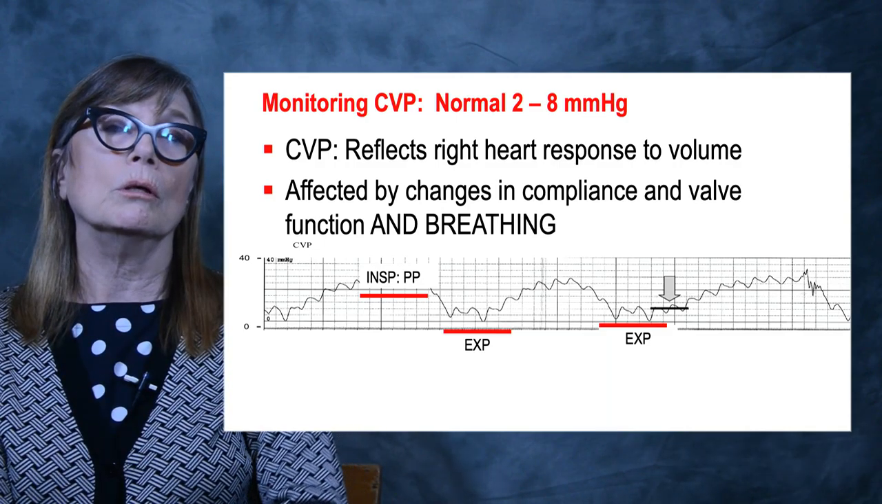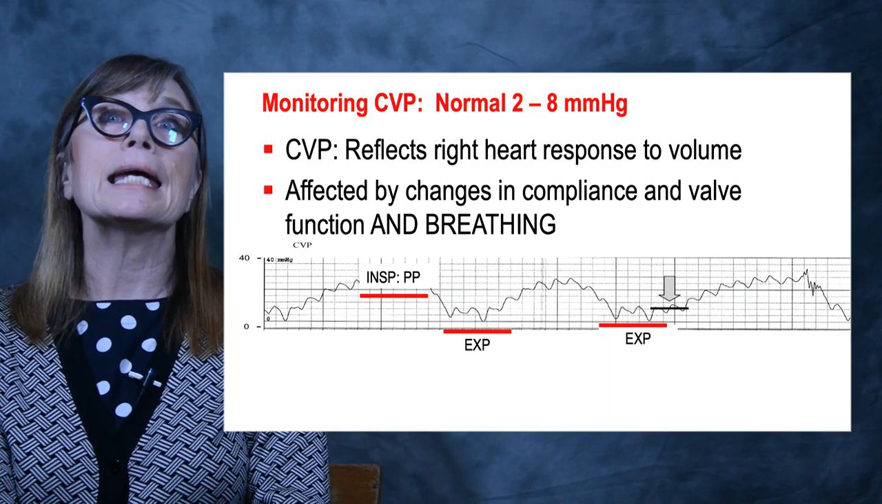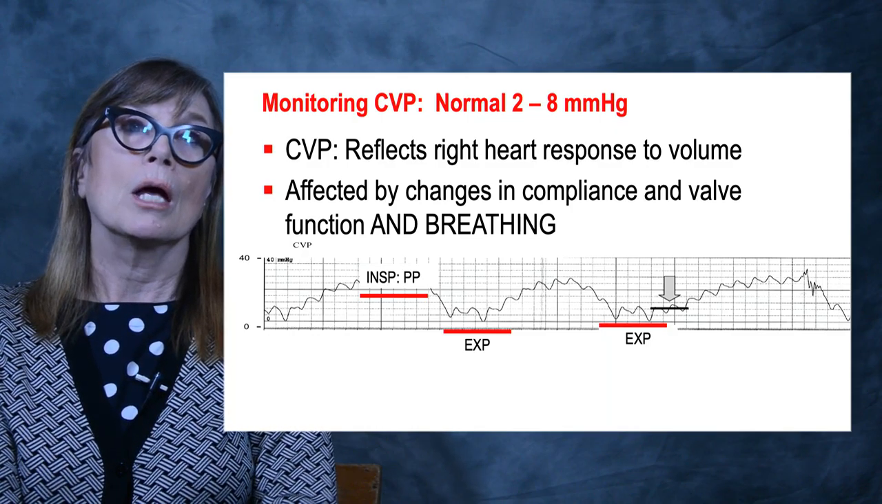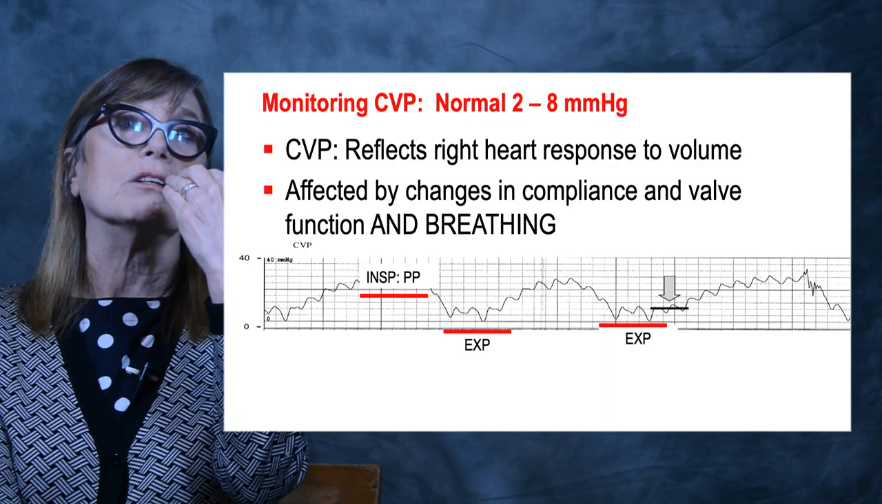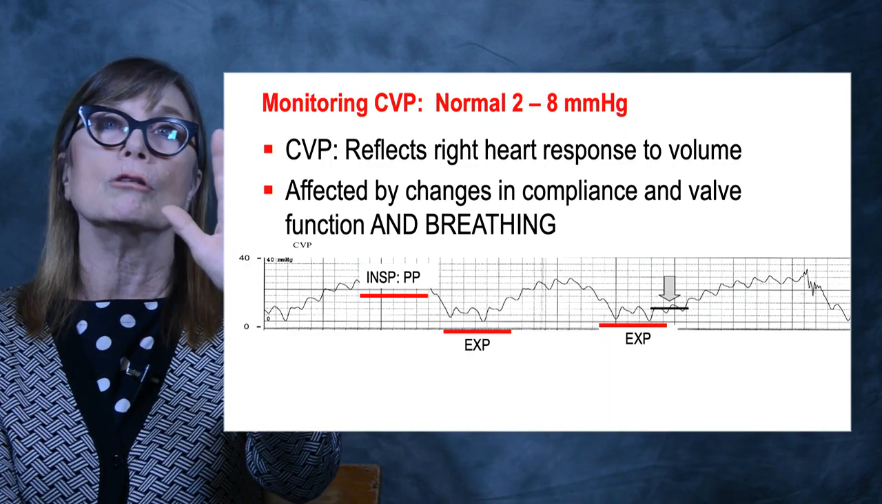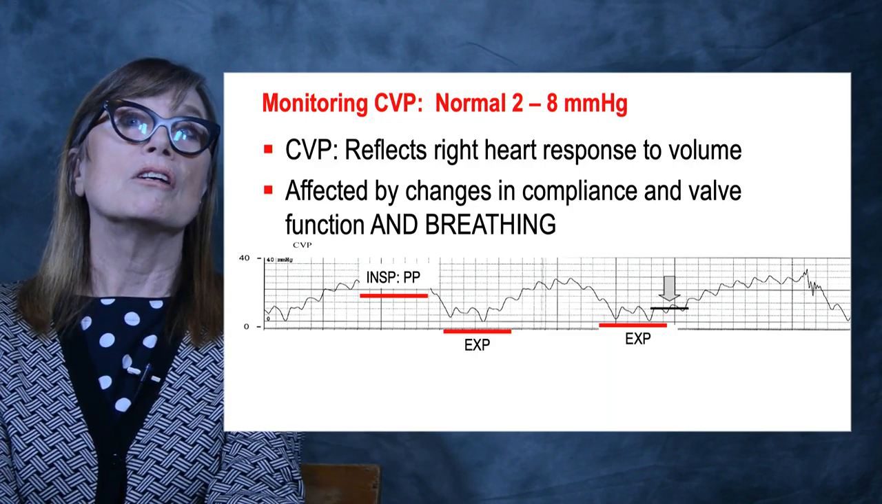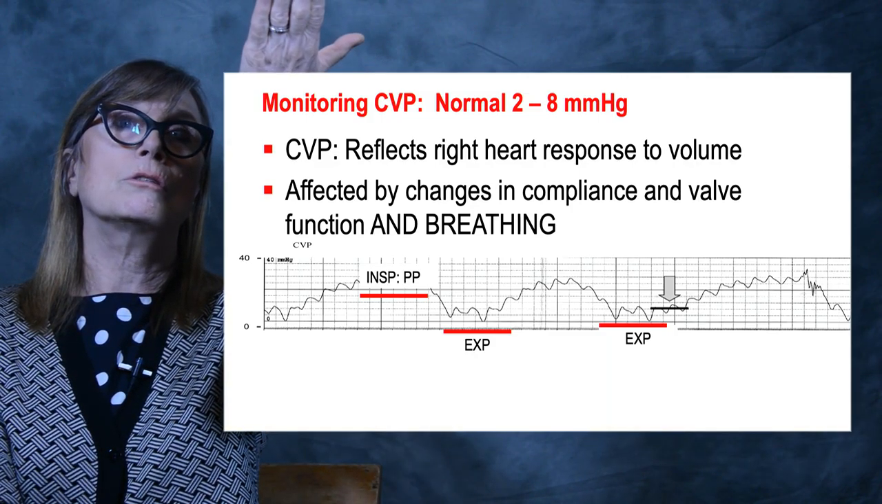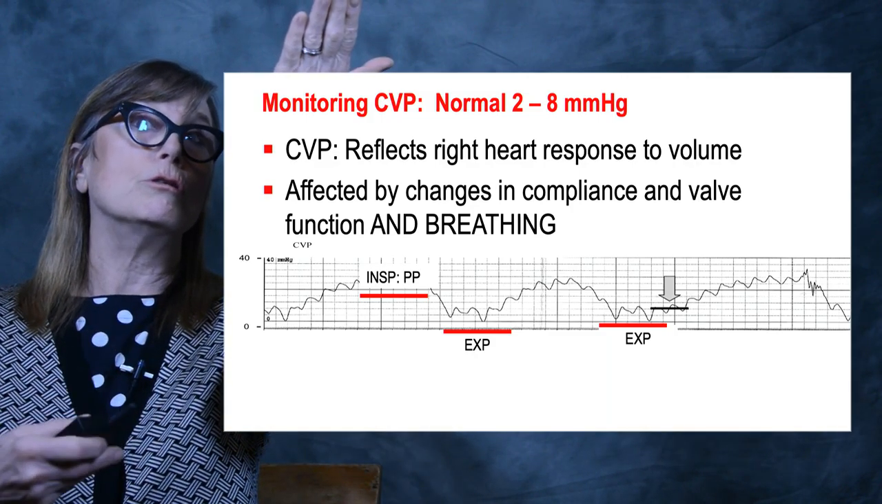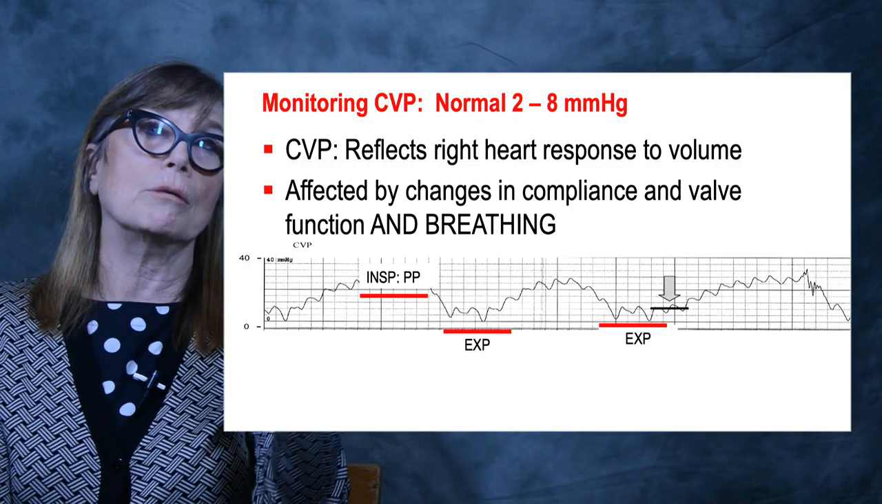And in this visual, what I'm showing you here is inspiratory positive pressure. So when the patient gets a breath from the ventilator with positive pressure, and that's going to be true whether it's SIMV with pressure support or assist control, the central venous pressure is thrust upwards. But I want to look at true central venous pressure unaffected by breathing.